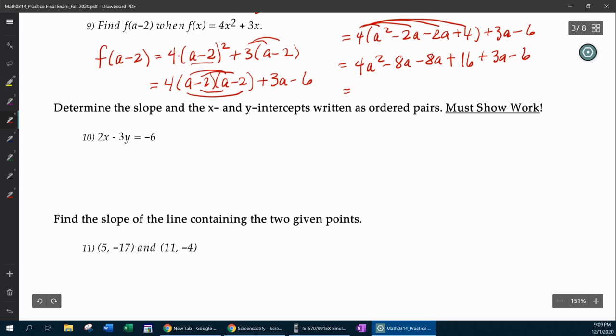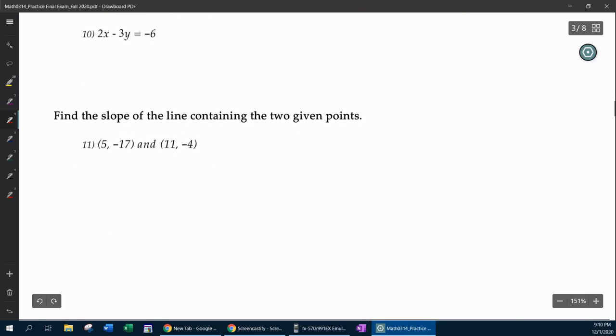And then the last step is to combine like terms. So we're going to have 4a squared, minus 8 and minus 8 is minus 16, and then plus 3 would be minus 13a. And then we have 16 minus 6, which is 10. And there's number 9 done.